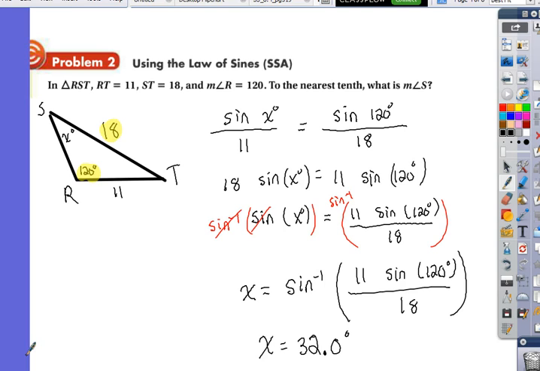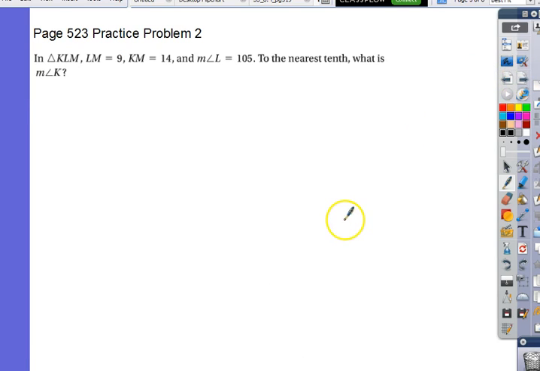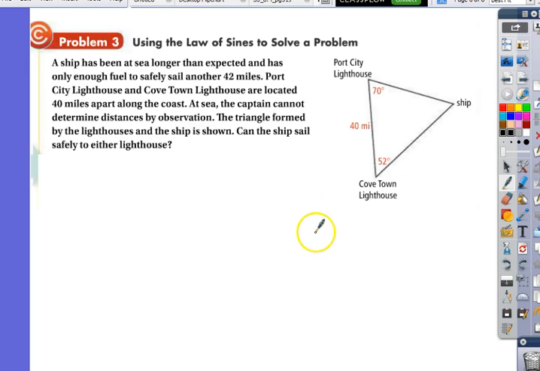All right. I think I got time to do one more. So let's take a look at a word problem. A ship has been at sea longer than expected and has only enough fuel to safely sail another 42 miles. Port City Lighthouse and Cove Town Lighthouse are located 40 miles apart at sea. The captain cannot determine the distances by observation. The triangle formed by the lighthouses and the ship is shown. Can the ship sail safely to either lighthouse?